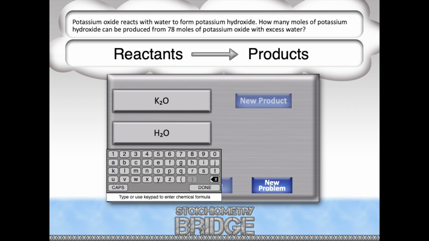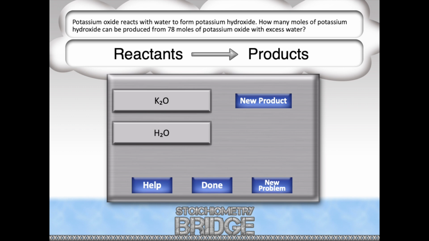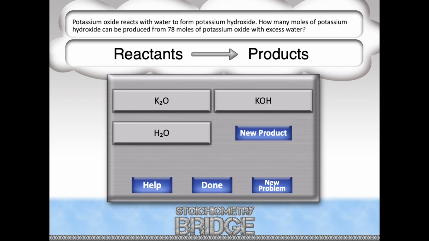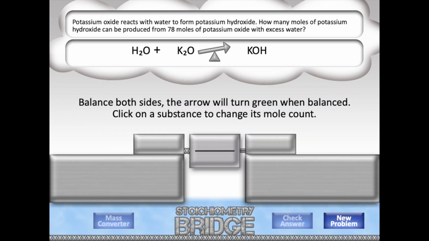Then, enter the next reactant or reactants in the problem, if there are additional reactants. In this case, H2O for water. Complete a similar process for entering the products. In this case, KOH for potassium hydroxide. Select the Done button at the bottom of the screen when all chemical formulas are correctly written.